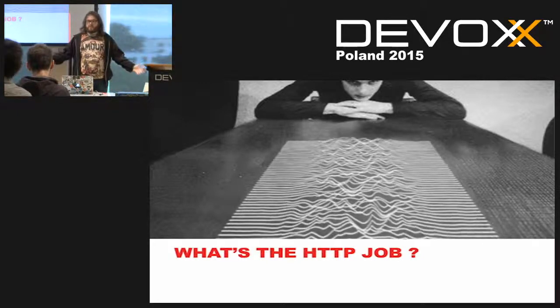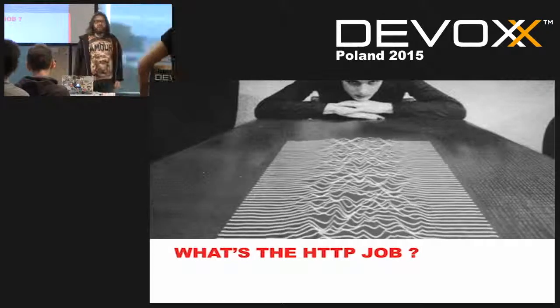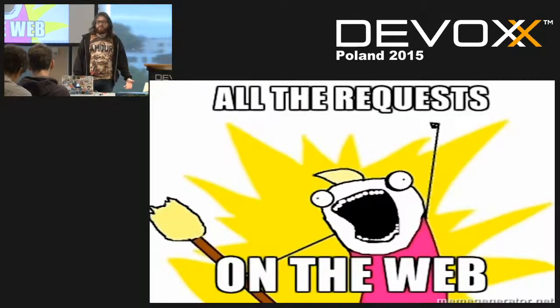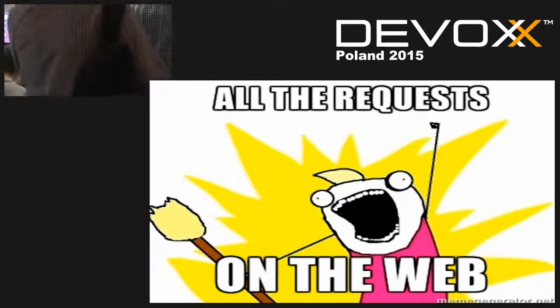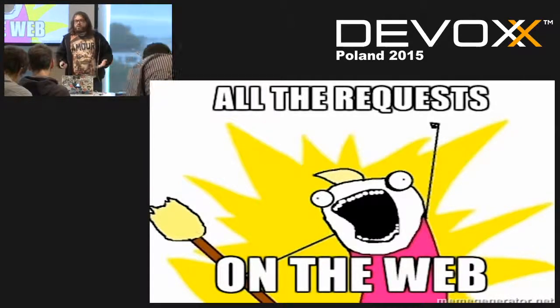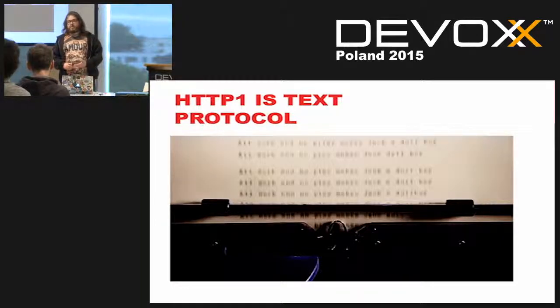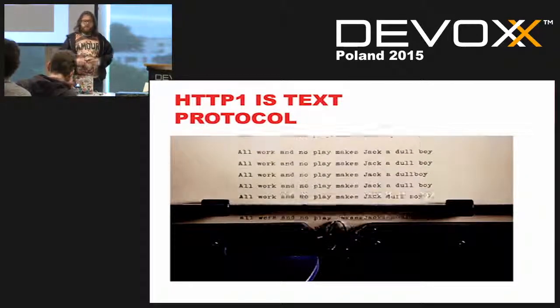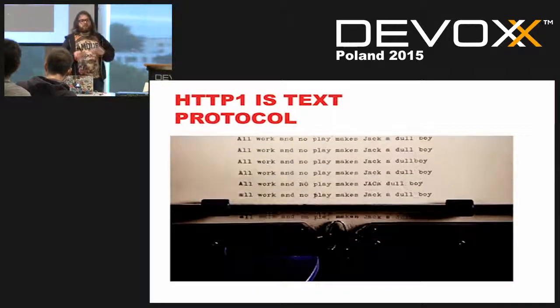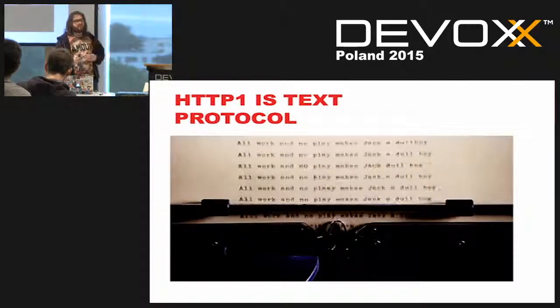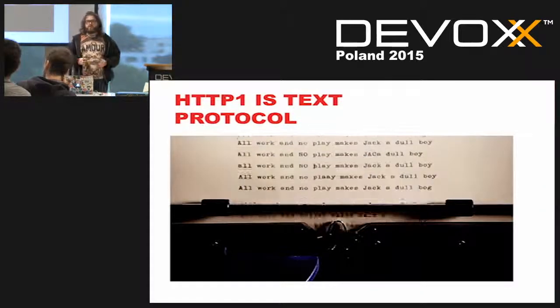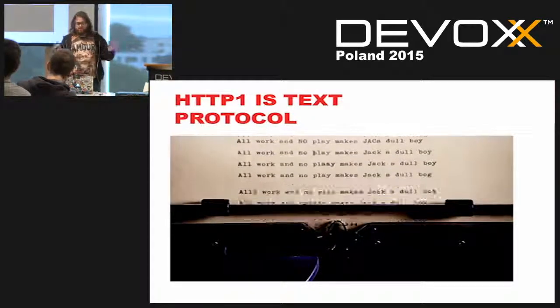So basically, what is the HTTP job? HTTP is all the requests on the web. Every time you're using a browser, an API, something like this, you are hitting HTTP as a protocol. And it's a long-term protocol. It's been used for 20 years now, and it's still on version 1, and it's a text protocol. So basically, you can make an HTTP request just using telnet. It's a layer 7, and it's a port 80, and you can use it.